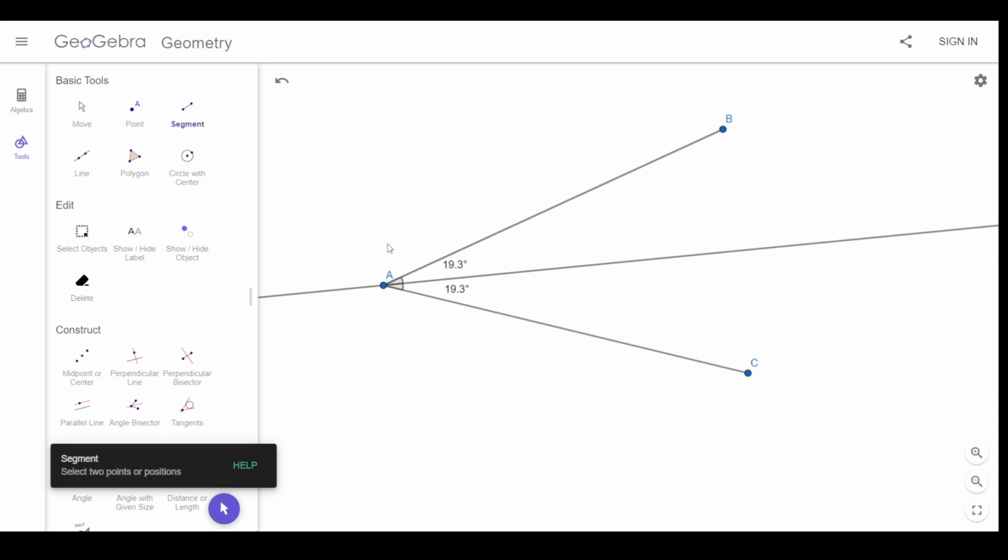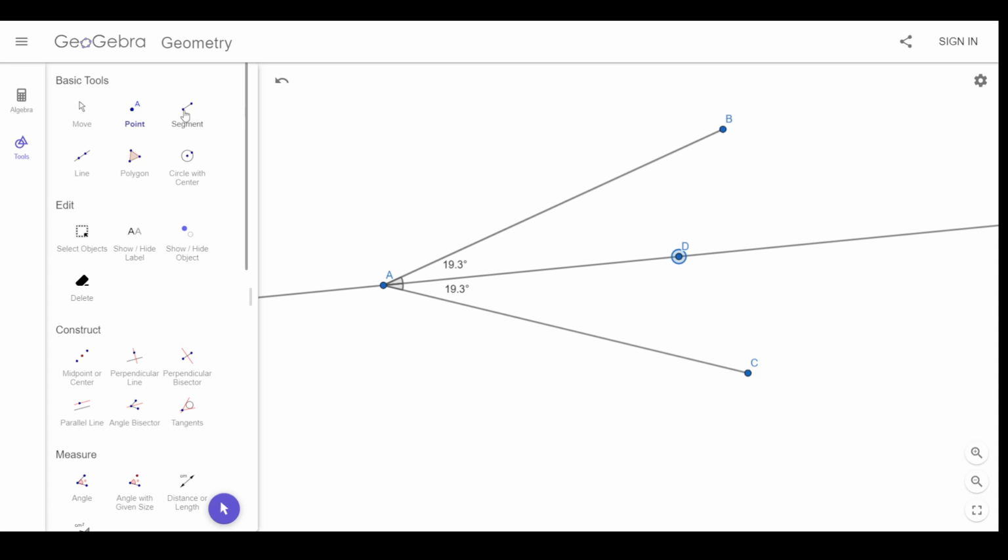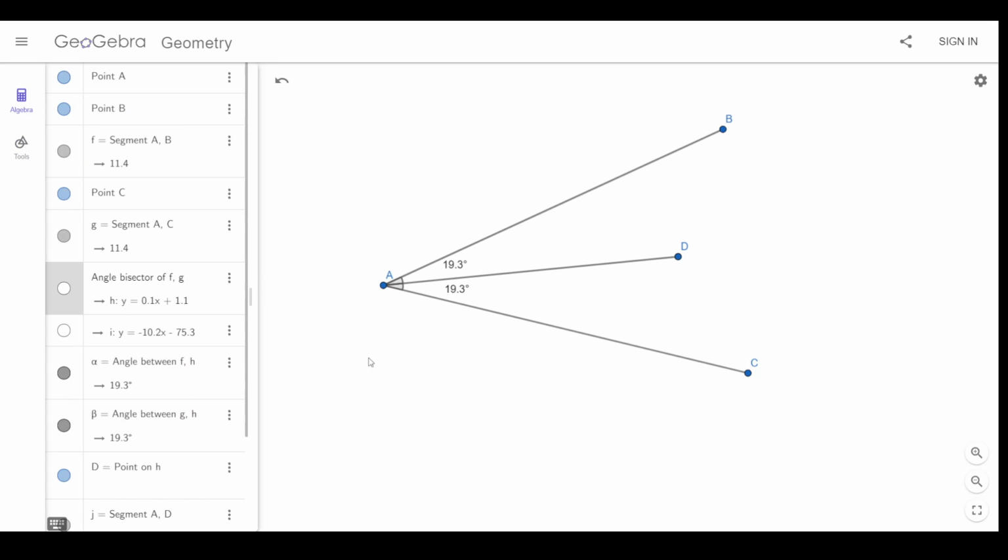I'm going to do something else here. Let's put a point on this right there. We're going to do something else with this a little bit later on. And then I'm going to put a segment connecting from A to D. Now I'm going to get rid of this big long line so it just looks a little bit neater. There we go. That looks good.